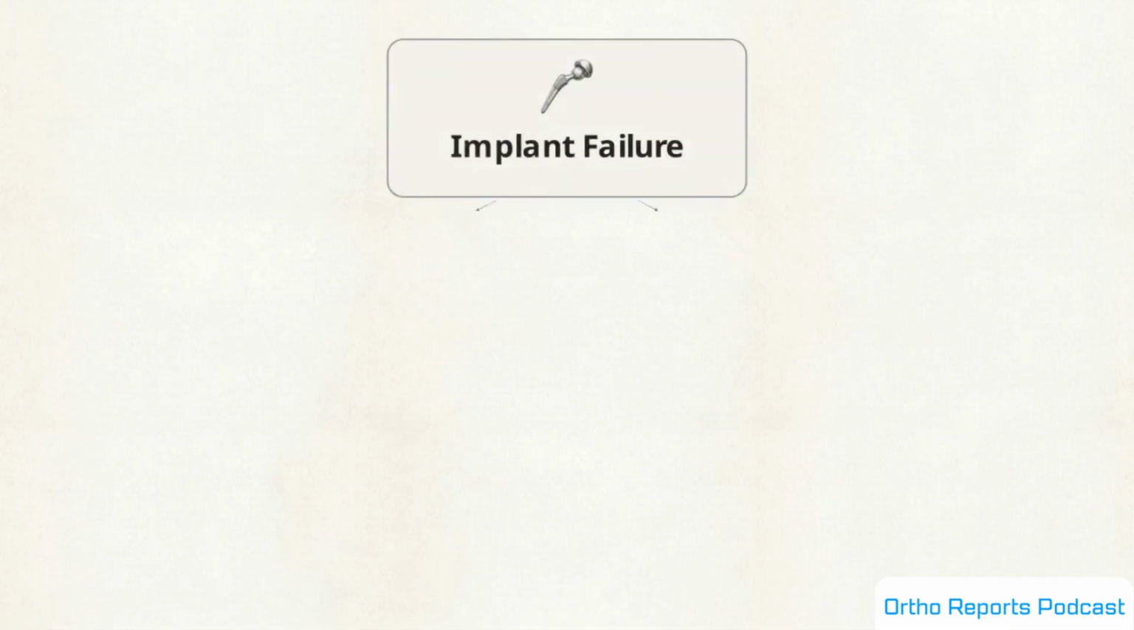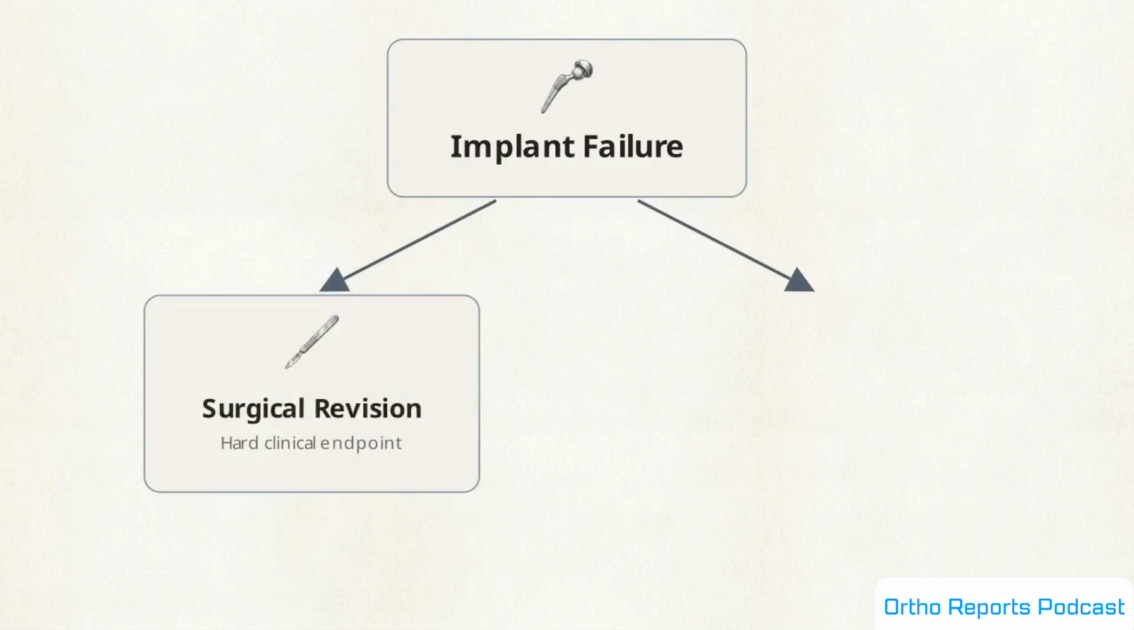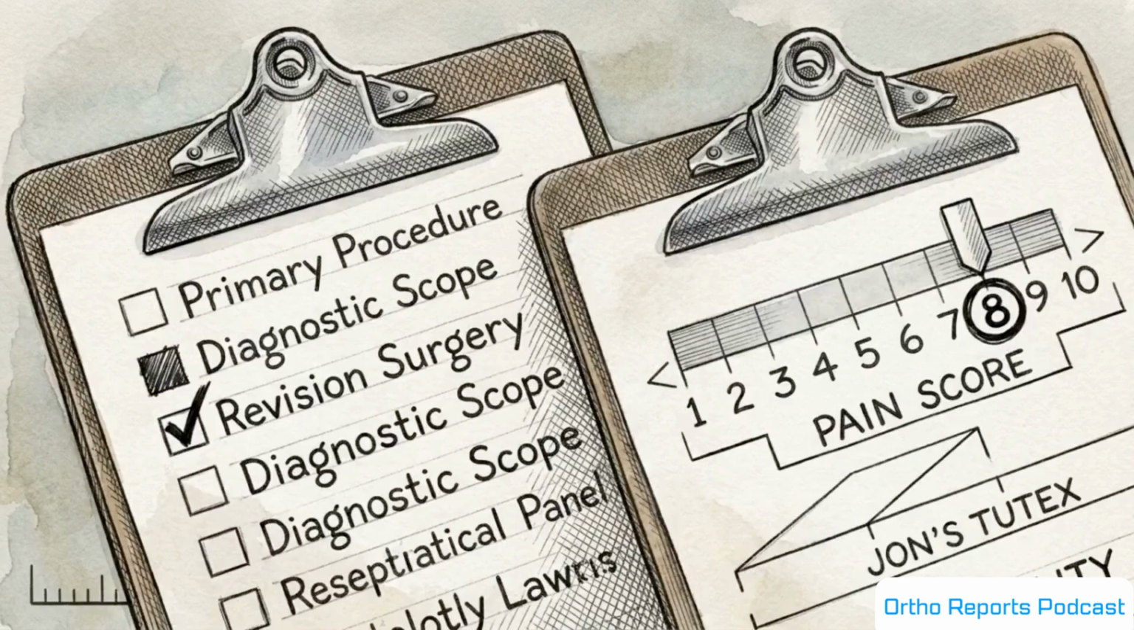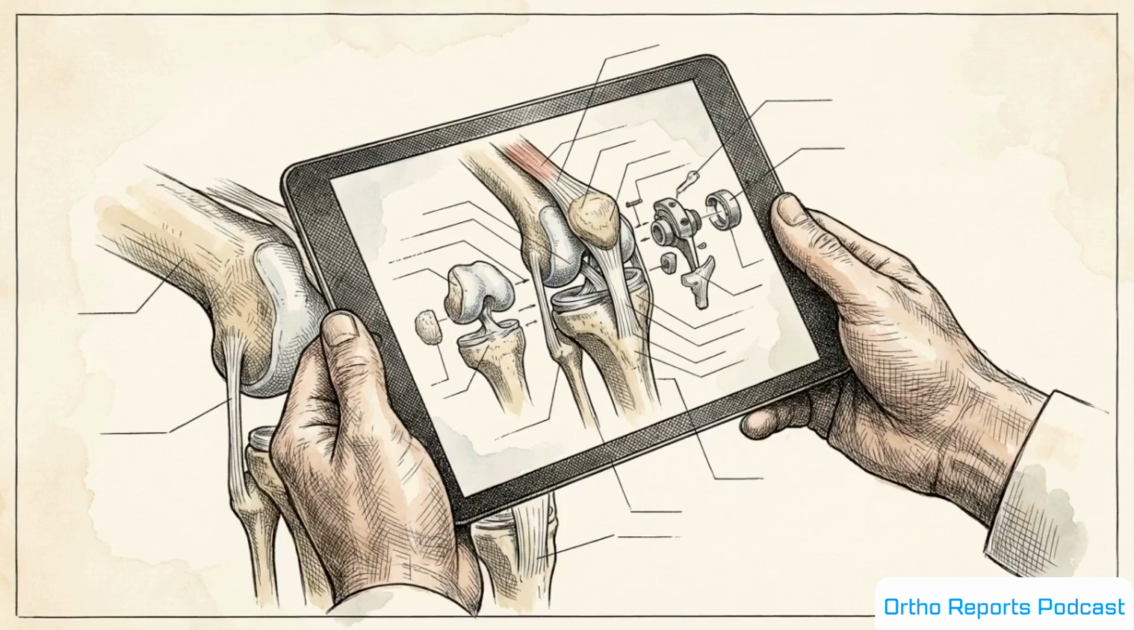Furthermore, studies often define an implant failure differently. Some require surgical revision, while others only require reported pain. This inconsistency makes it incredibly difficult to compare cross-study results, but the field is rapidly closing these gaps by modernizing how time-to-event data is collected.